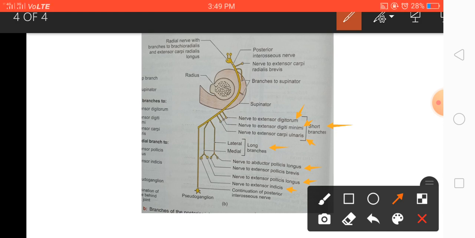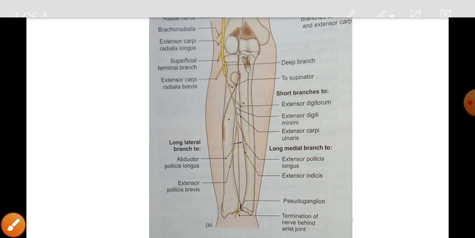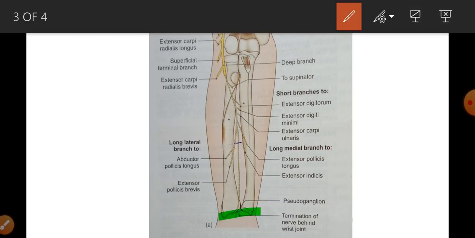Now the articular branches. The articular branches are given to the wrist joint, the intercarpal joints, the intermetacarpal joints and the inferior radioulnar joint. Now the sensory branches, they are given to the interosseous membrane, then to the radius and to the ulna.